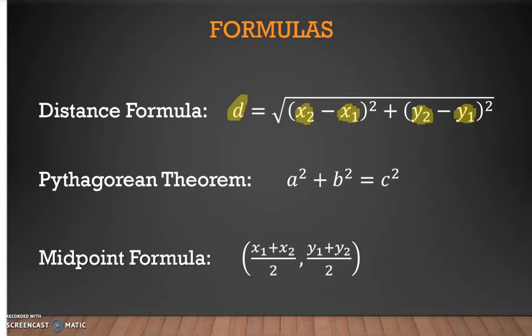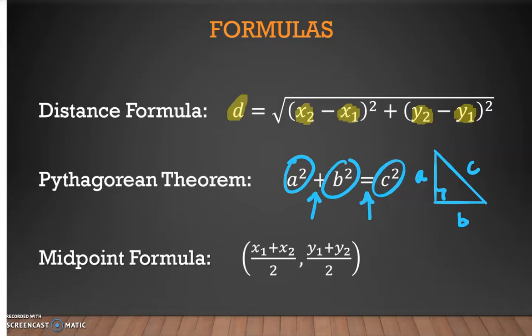We have Pythagorean theorem, which you should know about. Pythagorean theorem says that if we have a right triangle, that the legs A and B, and then the hypotenuse C. So if we square the legs and add them together, it will always be equal to the hypotenuse squared, which is C. And that is true for any right triangle.